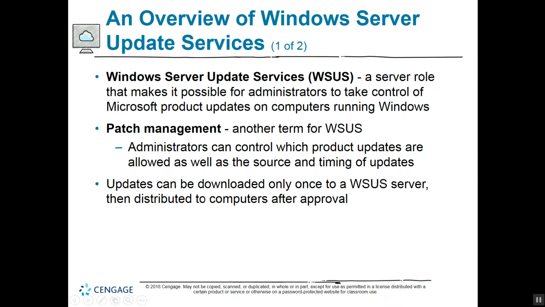Administrators can control which product updates are allowed, as well as the source and timing of the updates. Updates can be downloaded only once to a WSUS server, then distributed to computers after approval. So you only have to download them once. You can't download them multiple times. You've got one copy of it. Once it's there, the WSUS role will take care of everything for us.